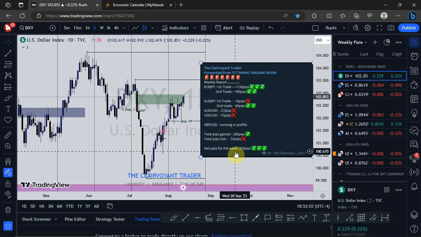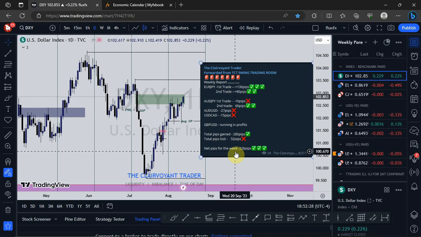So the total pips we gained last week in the swing trading room was 280 pips. Then we lost 52 pips. Yes, we lost 52 pips. And the net pips for the week was 228 pips. So all in all, we had 228 pips from the swing trading room.